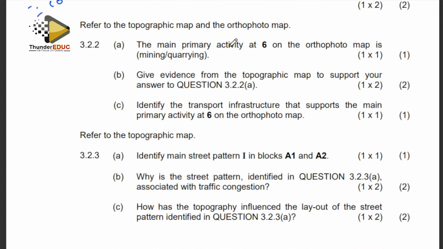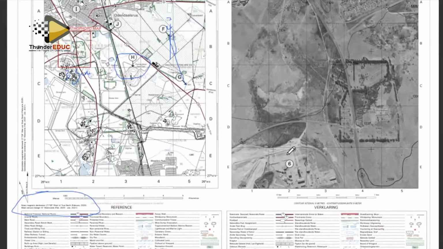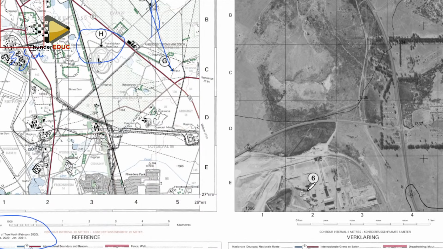Refer to the topographic map and the orthophoto map. The first question: the main activity at 6 on the orthophoto map is mining or quarrying. We come to this where 6 is here. I'm not sure if you can see, guys. I'll try my best to make sure that you see, but I don't know if when I zoom it out, you can see. You tell me if you can't see, but if you can see, then it is okay. So we are looking at this area.